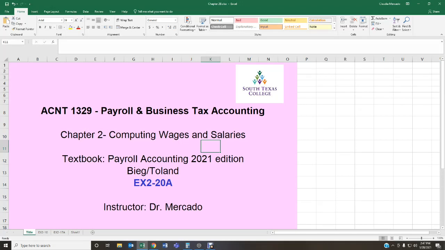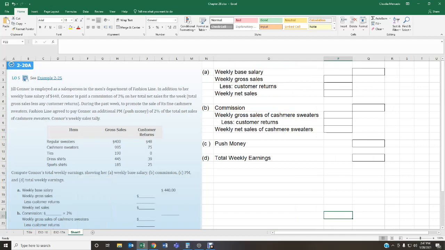And this is going to be another lecture over Chapter 2, dealing with computing wages and salaries. Now this particular lecture is going to cover the topic of commissions. Some people work based on commissions. They get paid a base salary, and then on top of that, depending on how much they sell, they get paid extra commission on that. So that is what this last exercise is going to be covering. This is exercise 220.